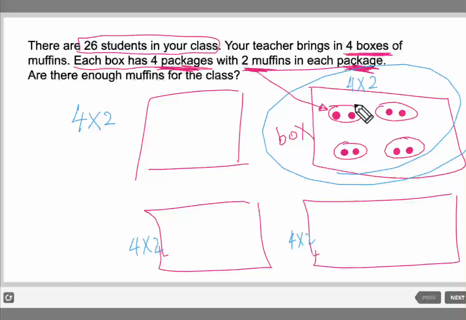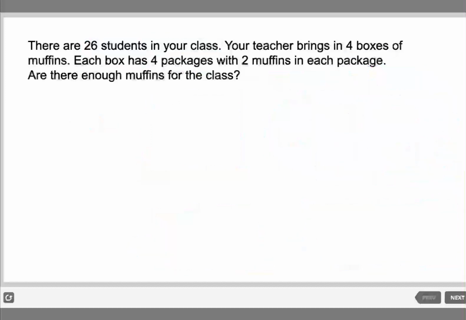So we repeat the number of muffins, 2 muffins in each package, and we have 4 packages in each box. So we multiply 4 by 2 to get the number in each box. Then we multiply it by the number of boxes that we have. So simply what we need to do here is multiply 4 by 2 by 4.